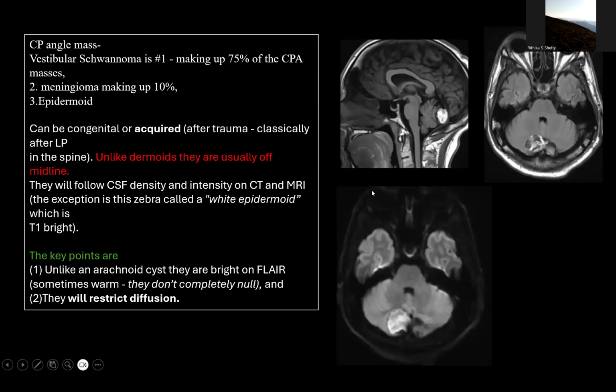So just summarizing CP angle masses, most common, if we are including tumors also, is vestibular schwannoma. That is 75%, followed by meningioma 10%, then epidermoid, the rest are rare. One more way to differentiate epidermoid from dermoid is that dermoid is usually a midline lesion. So the take home point is, unlike an arachnoid cyst, they are bright on FLAIR. I'm again telling that epidermoid cyst does not completely get suppressed on FLAIR, and they will show diffusion restriction.